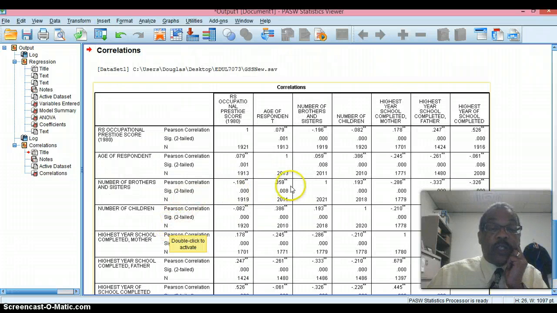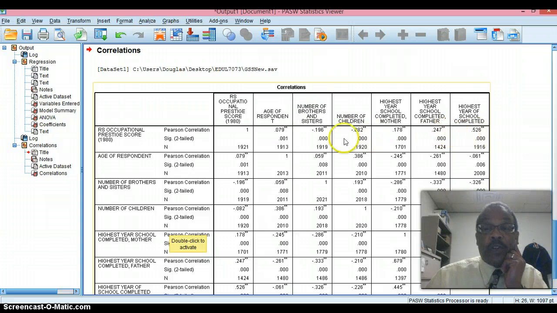So what I'm doing is just running the correlation coefficients. I thought they would have showed up when I did the regression, but they didn't. Occupational prestige score is the dependent variable, and notice that it's correlated to age of children, not very much. Same with number of brothers and sisters, number of children, not very high, although it's negative.